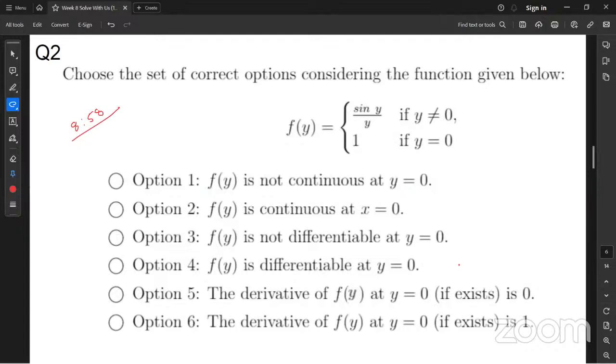Okay, what is the correct one? 246. Okay, someone is saying this one, and this one, and this one. Okay, I don't know the correct one right now. Let's solve this question.